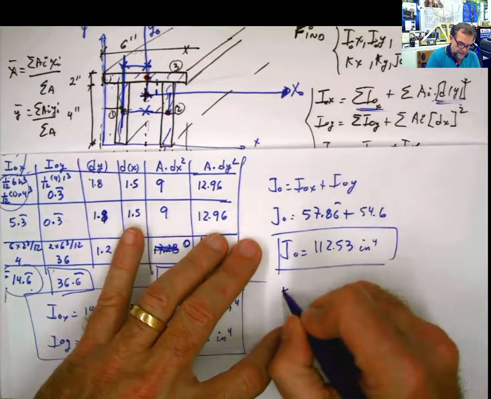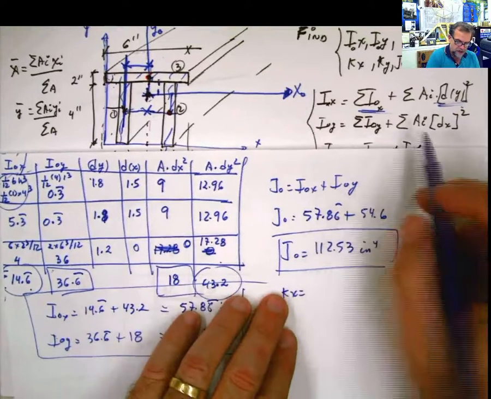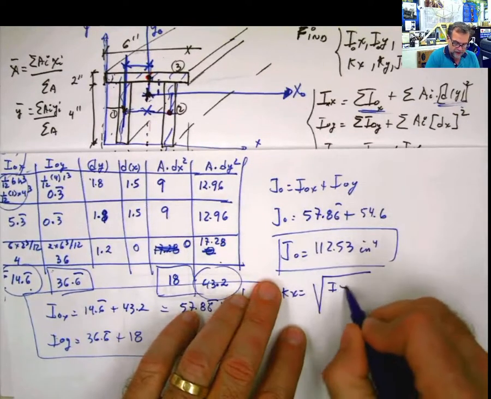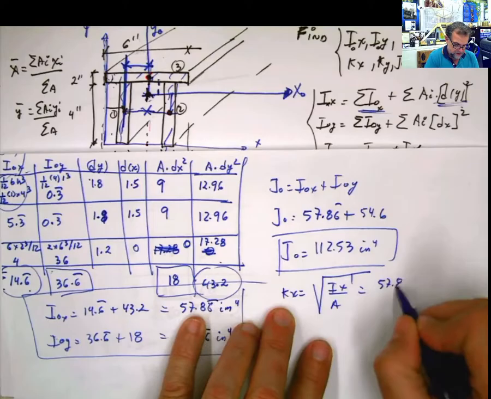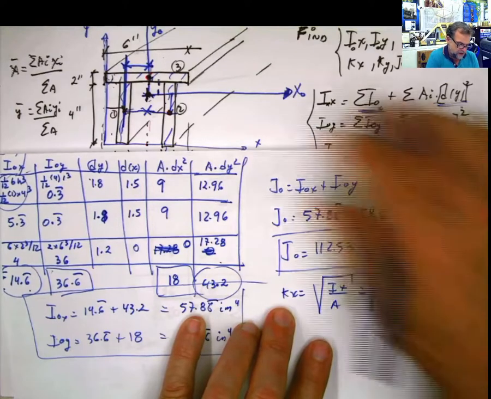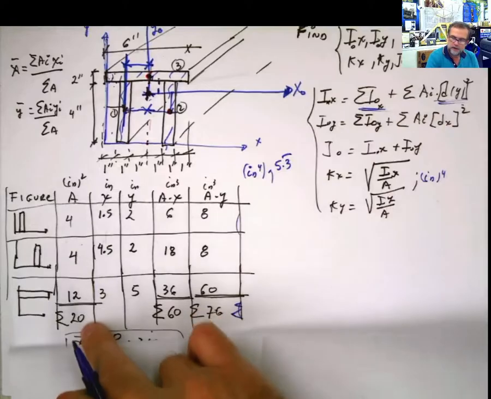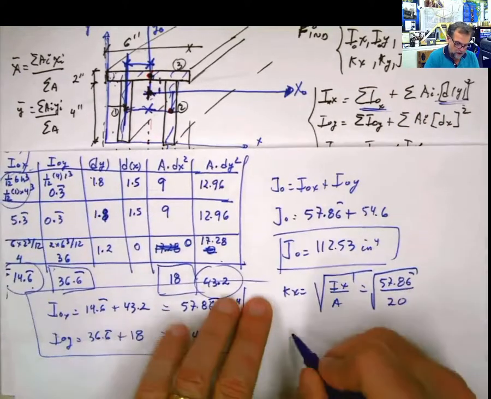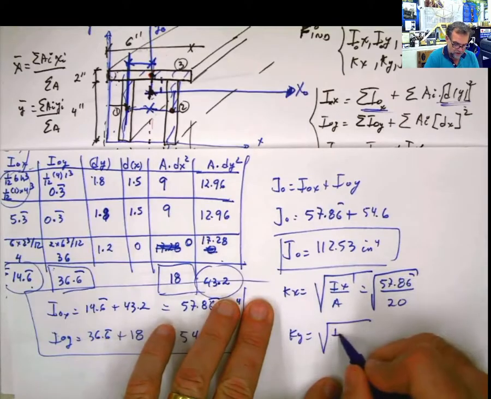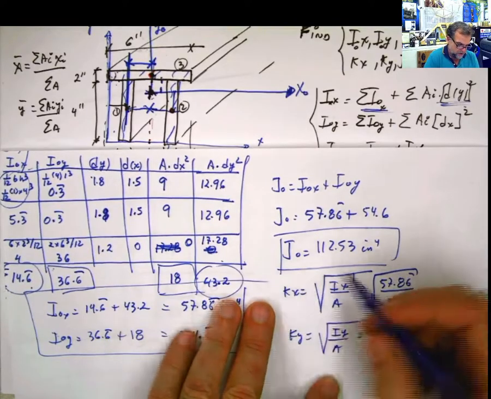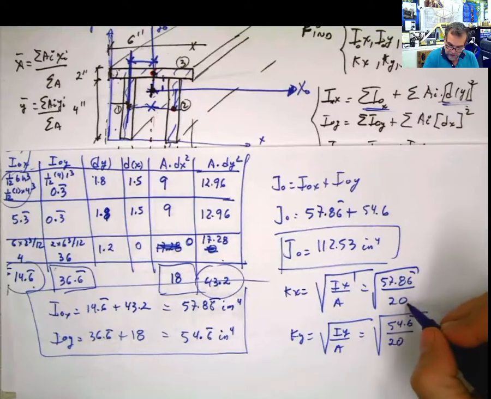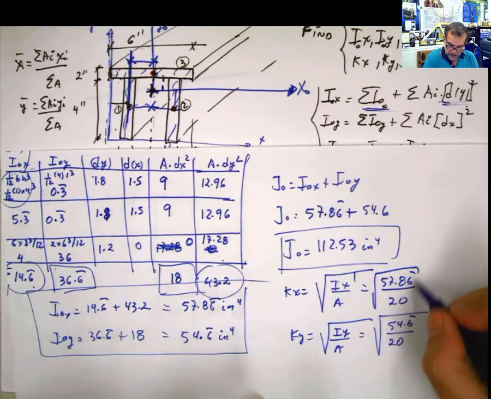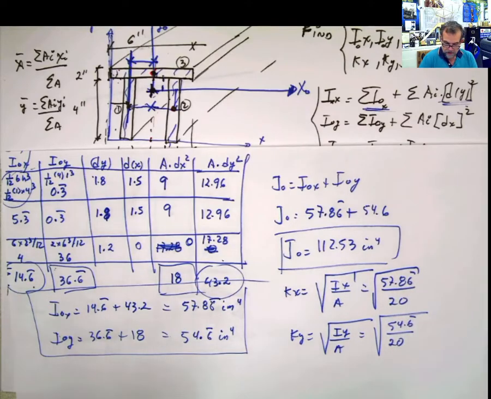Now Kx is going to be, as I said before, the square root of Ix divided by area, and Ix is 57.86, and the area is 20, the total area we calculated before, and Ky is the square root of I sub y divided by A, which is 54.6 divided by 20. And remember, this is inches to the fourth and this is inches squared, so when you cancel these two, it's going to be inches squared. When you take it outside the square root, it's going to be inches.